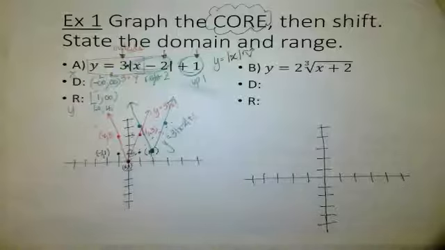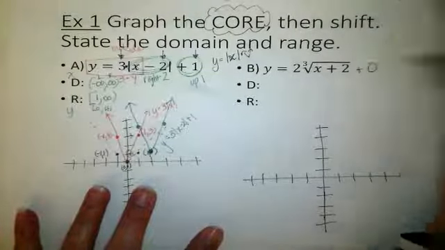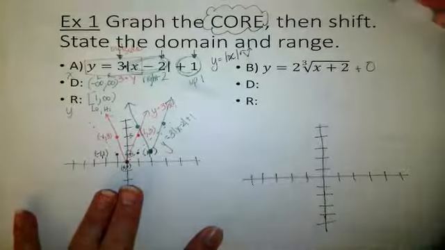We have y equals 2 times the cube root of x plus 2. What's missing? The k, yeah. So what can we put on the outside here? 0, yeah. If you want to, you could put a 0 on there as a placeholder.